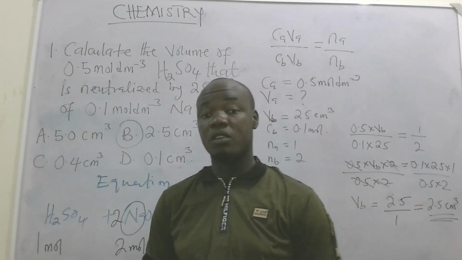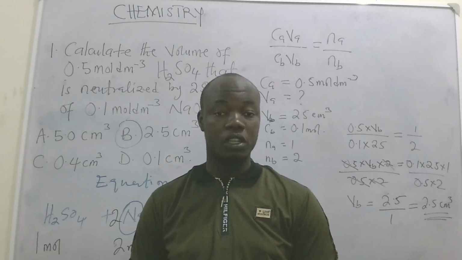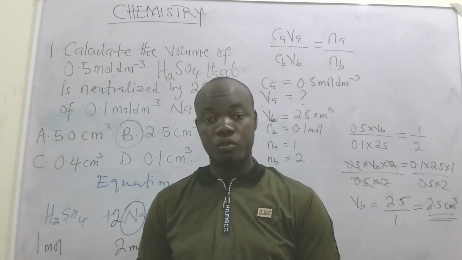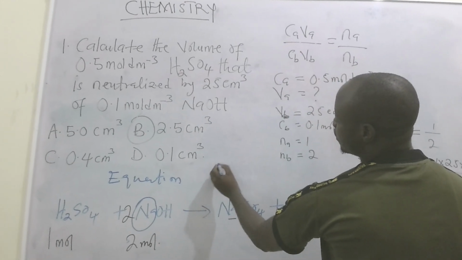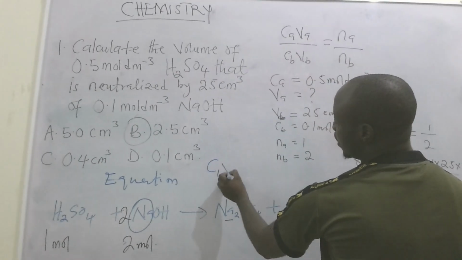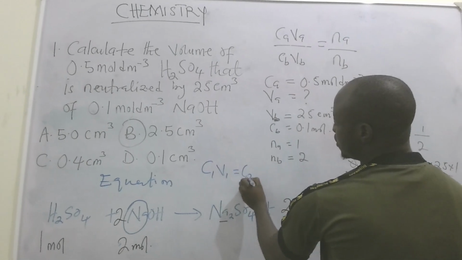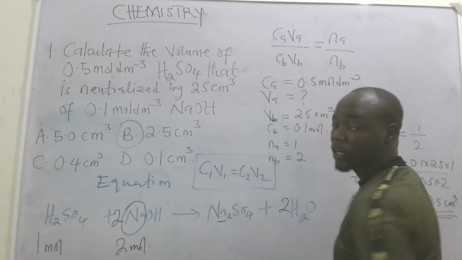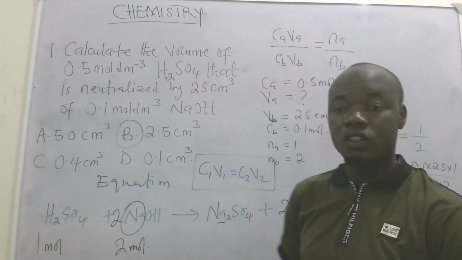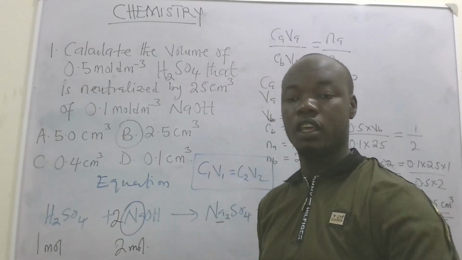And at the same time, we also have a formula for calculating dilution. The formula is C1V1 is equal to C2V2. This is the dilution formula we use to calculate the dilution. So that is the first question here.